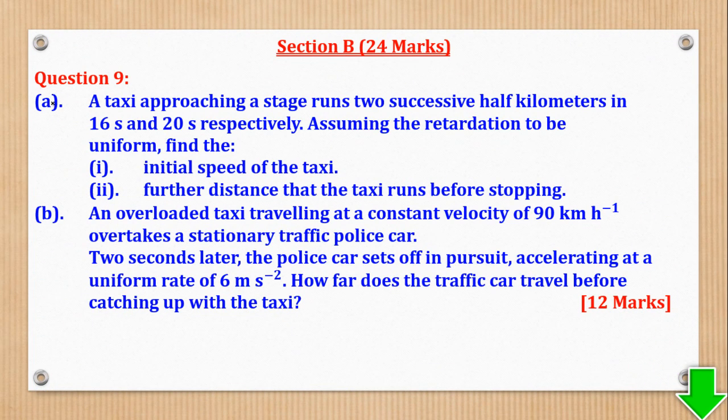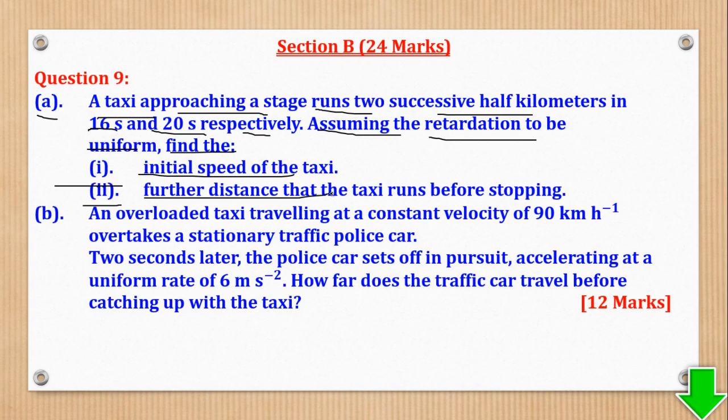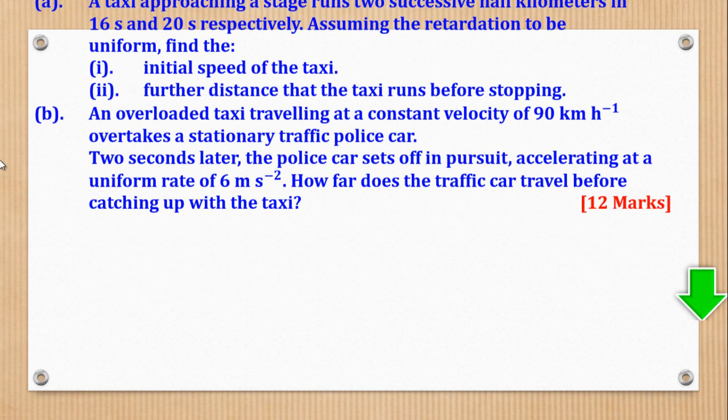Okay, then question 9. Question 9 part A says, a taxi approaching a stage runs 2 successive half kilometers in 16 seconds and 20 seconds respectively. Assuming the retardation to be uniform, find (i) the initial speed of the taxi, and (ii) the further distance that the taxi runs before stopping. I think let's start with that.